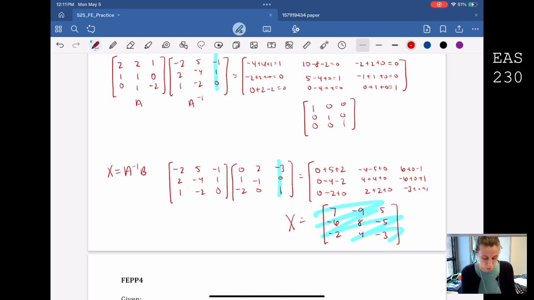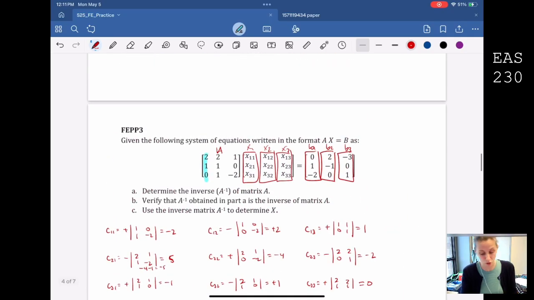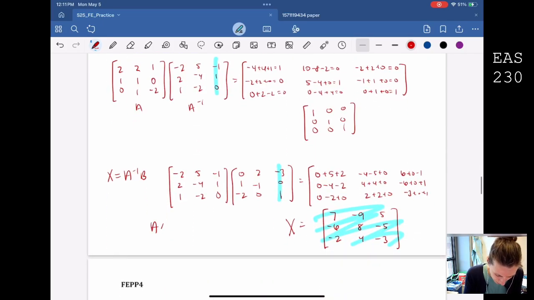Now, you can verify that. You can go back, and if you do A times your x vector, you should get your b vector. So you can always verify your answers if you have extra time. So if I do A times x, I should get b. I'm not going to do that because I don't have time. But it's just more matrix multiplication. So the faster you are at these procedures, the faster you're going to be at your exam, which means you have more time for verification, more time to check your answers.